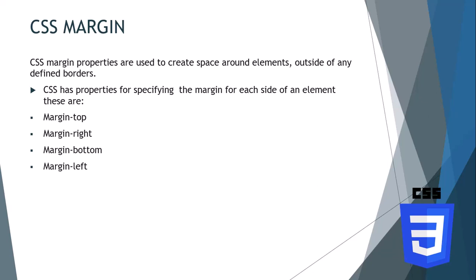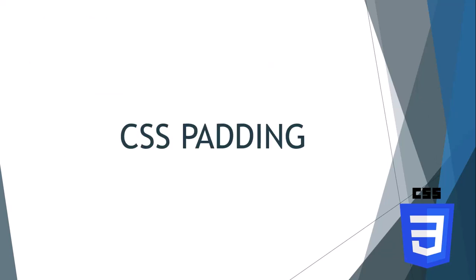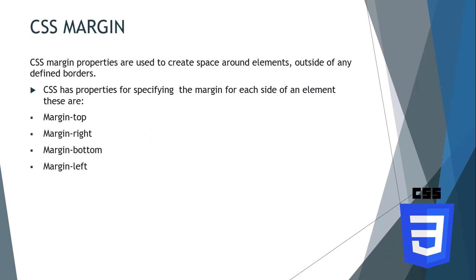There are different CSS properties for specifying margin, as listed on the screen: the top, the right, the bottom, and the left. These are the CSS margin individual sides, which are still listed on the screen: margin-top, margin-right, margin-bottom, and margin-left.